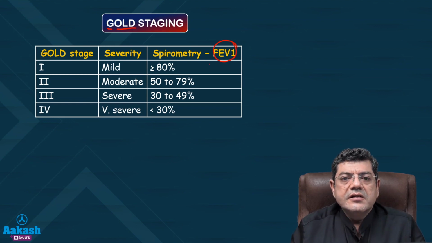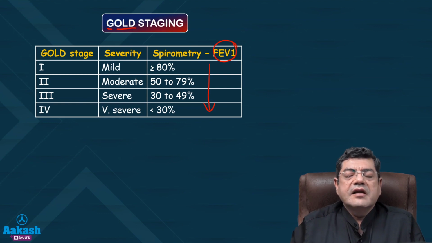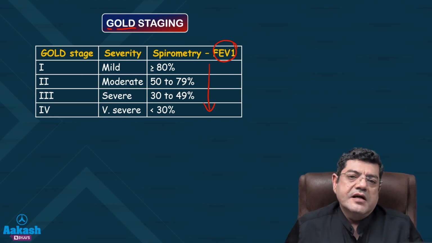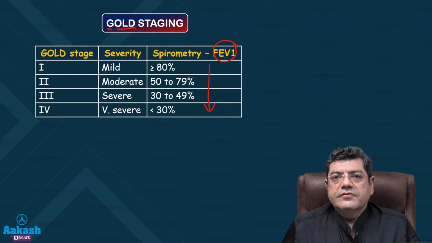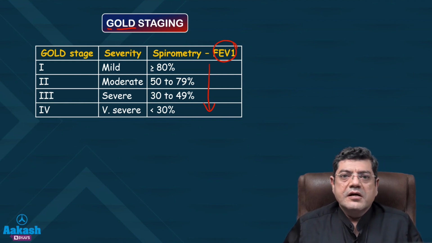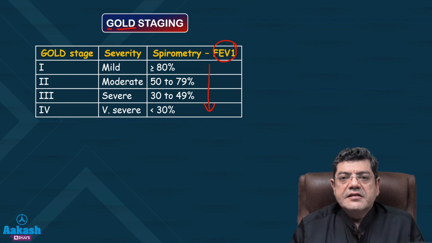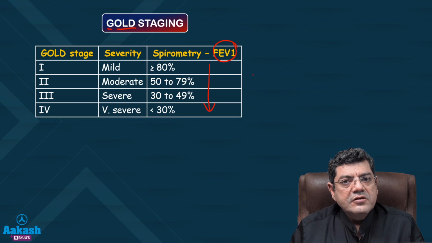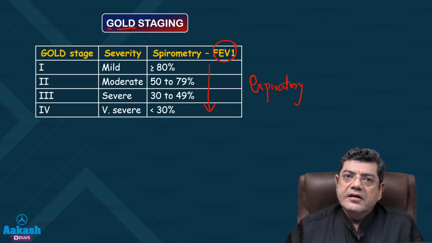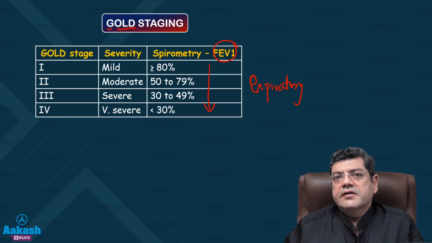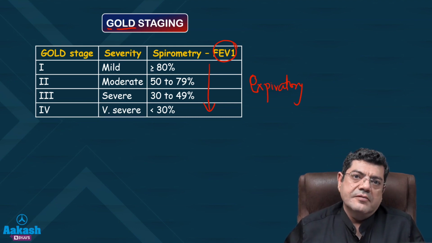It's extremely unlikely that they will ask you if someone has an FEV1 of 45%, what stage of COPD is it? No, that's not important. So it's important to understand that it's based on the FEV1. It's important to understand that the FEV1 is a measure of expiratory ability. The amount of air that can be exhaled in the first second of a forced expiratory breath is FEV1, right?